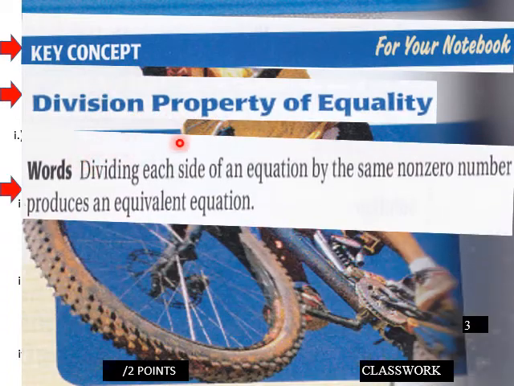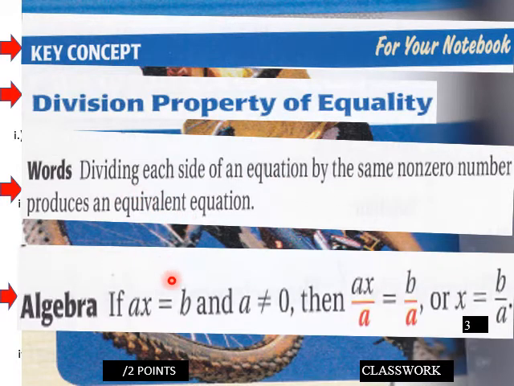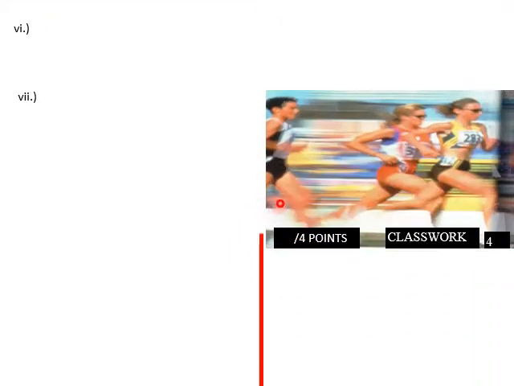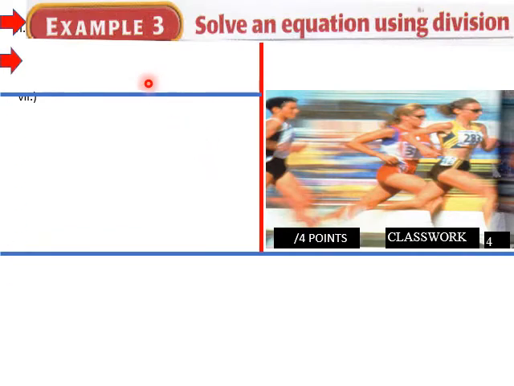Division property of equality now. Dividing each side of an equation by the same non-zero number produces an equivalent equation. So if ax equals b and a does not equal 0, then ax divided by a equals b over a, or x equals, because these cancel, x equals b over a. So you have the same kind of dynamic going on when you use an inverse operation.